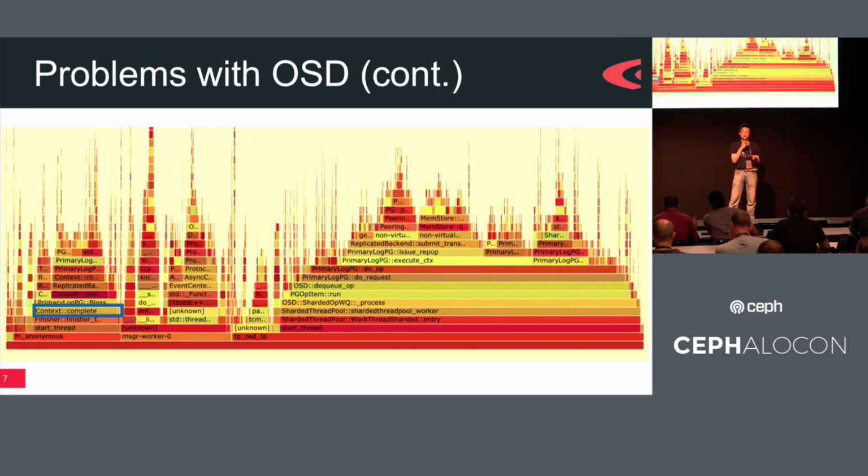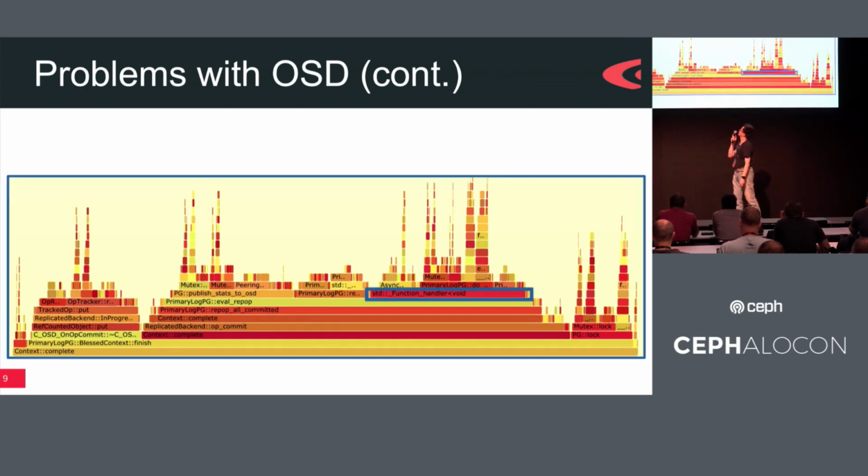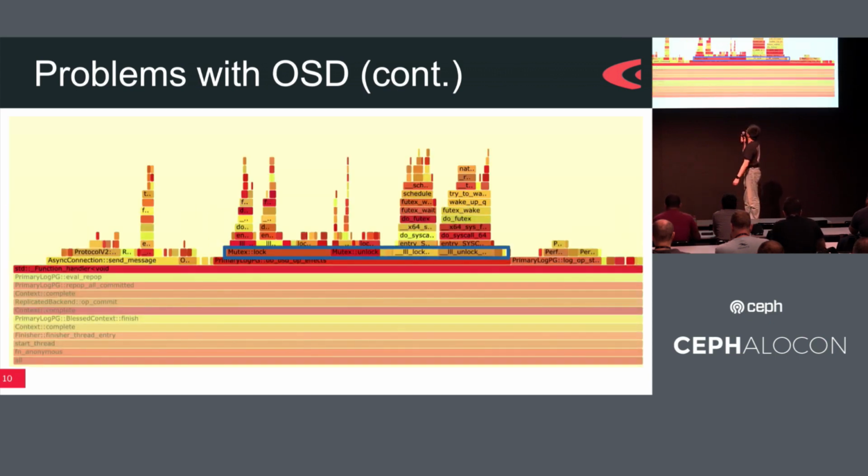This is a flame graph I collected when performing the write test with 4K using the RADOS bench write. As we can see, a fair amount of time is spent acquiring the lock and relinquishing the lock. Here, and here. And the same applies to the PG thread. And this is another evidence of the PG lock.